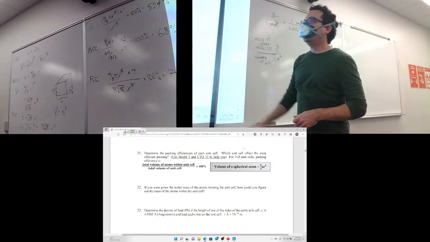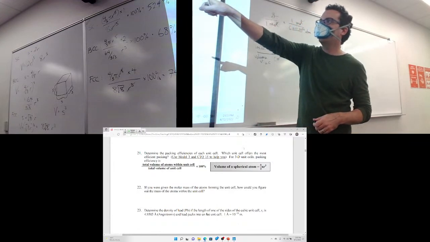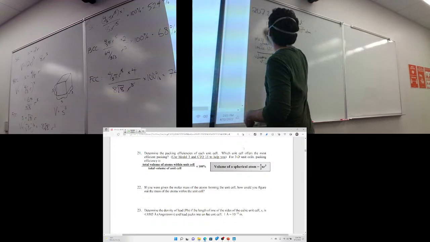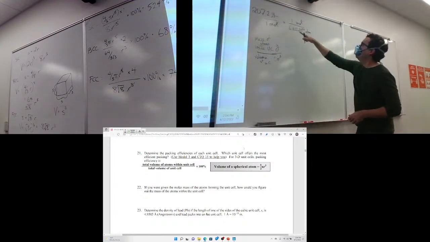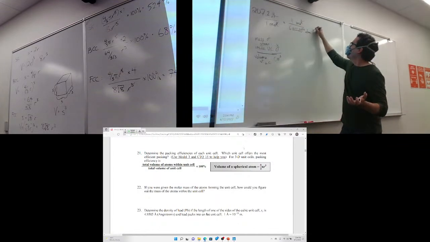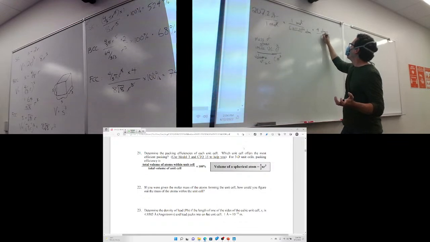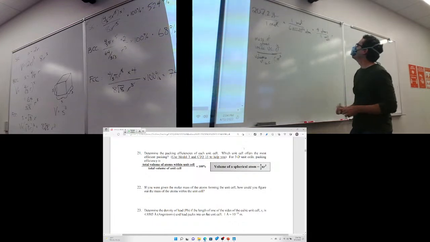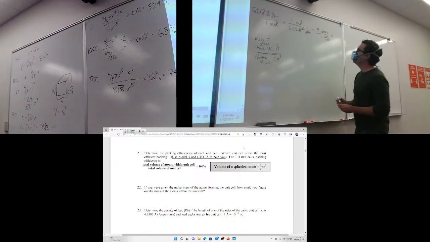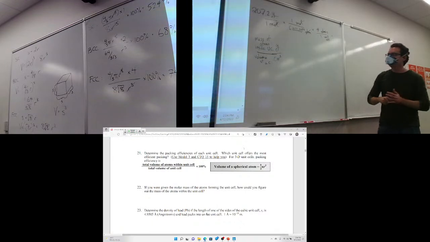What's the molar mass of lead? It's Pb, 207.2. This will give me the grams per atom. And I know that there's going to be 4 atoms for every 1 unit cell. So the atoms will cancel, and I'm left with grams per unit cell. So what does this come out to?